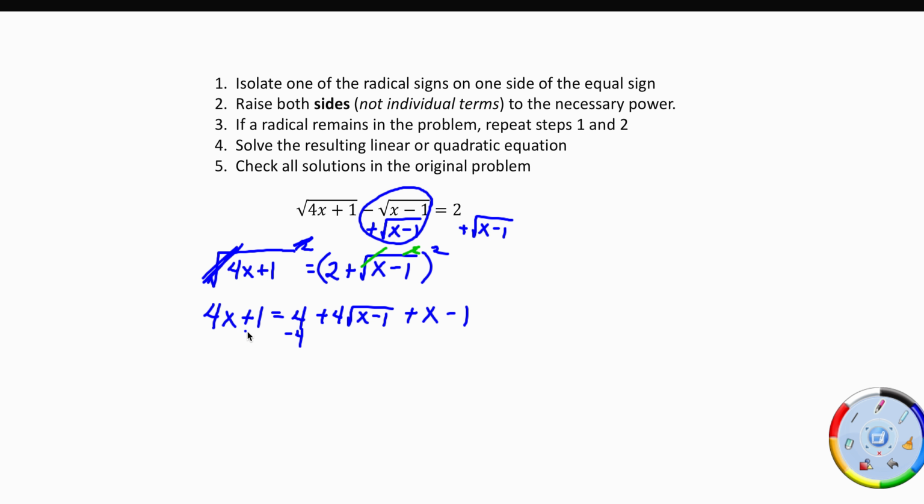So I'm going to move the 4 so that that's 0. I'm going to move the x so that that's 0. I'm going to move the 1 so that I wind up with 3x. 2 minus 4 is -2 equals, all of these are zeros now. The only thing left over here is 4 times the square root of x minus 1. Now, this radical is isolated.